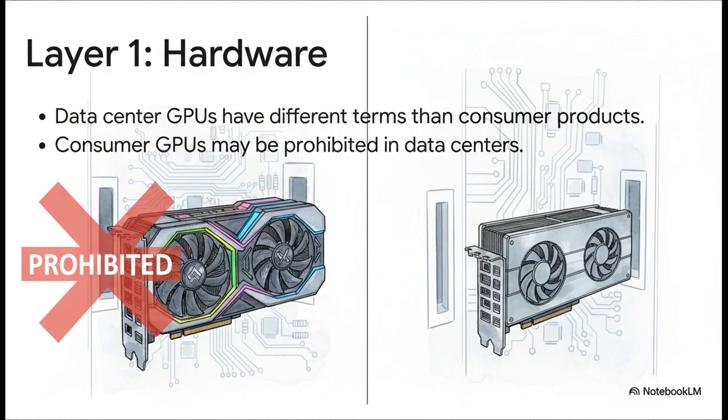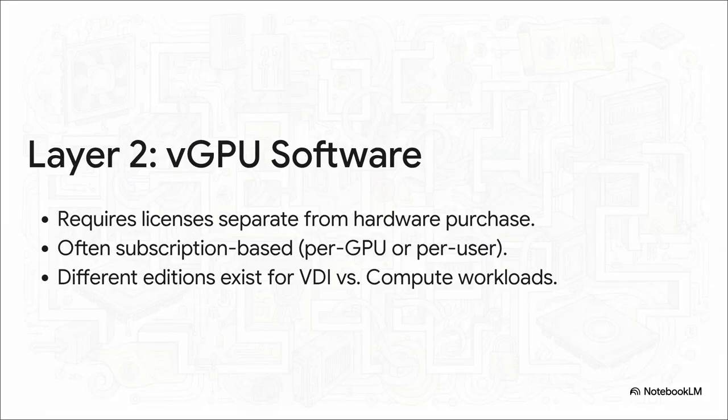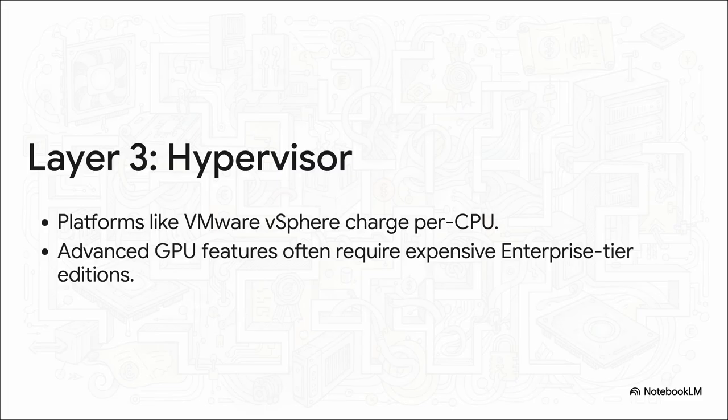For enterprise workloads, you need the right class of hardware, and that comes with its own set of rules and entitlements. And that brings us to Layer 2, which builds right on top. To actually share that powerful GPU, to virtualize it, you need vGPU software. And guess what? This is almost always a totally separate purchase. We're talking subscription-based, creating a significant ongoing cost that has nothing to do with the initial hardware price. And the layers just keep on coming. Next up, the hypervisor. Platforms like VMware vSphere are a great example. You don't just get all the features. The really advanced stuff you need for GPUs, like vGPU support or being able to live migrate a GPU-accelerated virtual machine, that's almost always locked away in the most expensive, top-tier enterprise licenses.